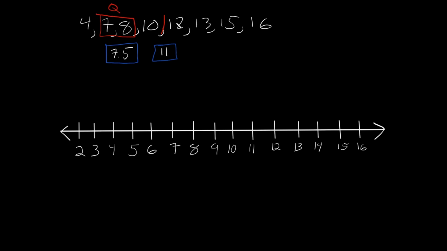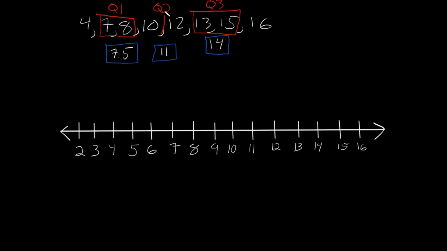But first, let's find the median of the upper half, which is going to be 13 and 15, which is going to get us 14. 14 over here. And this is our third quartile. Now, I'm saying quartiles because these are the quarters that we are going to divide this in, and you'll see why when we plot it. So this here is Q3.